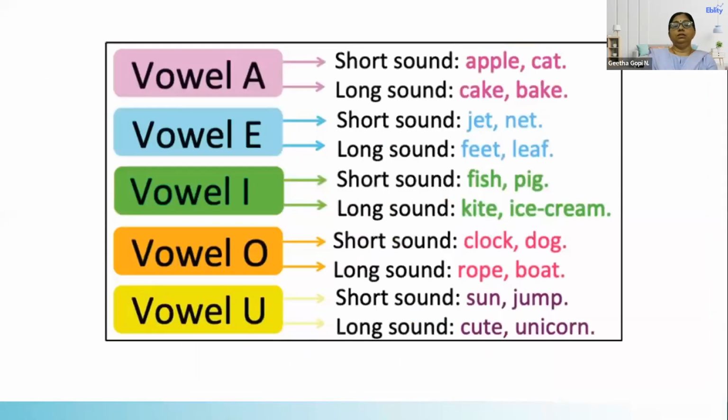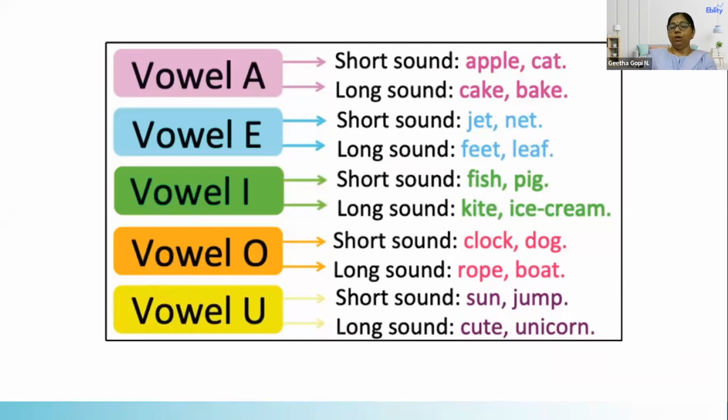So if you look at the vowel A, it has the short sound, which is A, as in apple. I usually use the word apple, which is easily identifiable to most kids. So apple, cat, so that's the short sound, the A sound. When we say long A, it makes just the name of the letter. So A, so cake, bake, mate, and so on.